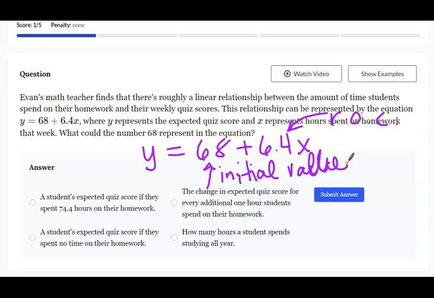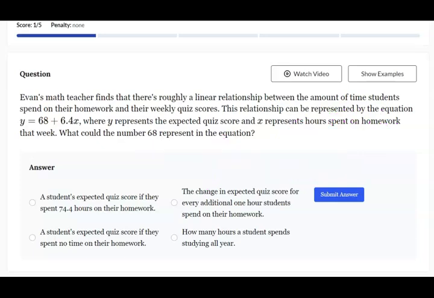Initial value. So it looks like 68 will represent a starting amount or an initial value. So let's take a look at our responses here. A student's expected quiz score if they spent 74.4 hours on their homework. A student's expected quiz score if they spent no time on their homework. A change in expected quiz score for every additional 1 hour students spend on their homework, or how many hours a student spends studying all year.